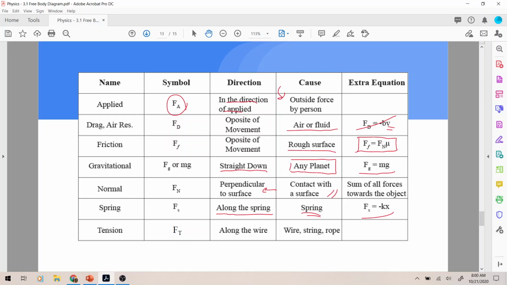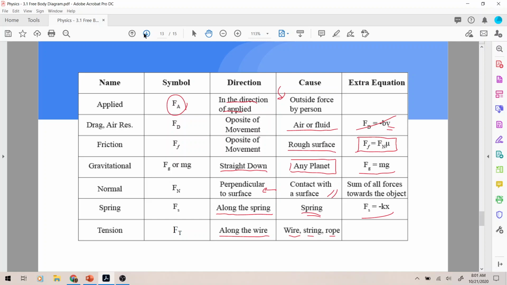And tension is going to be along the wire. And when do you say that there is a tension? If there's a wire, string, or a rope in a system, then we know that there is a tension in the system. So that's how we classify forces, and that's how we analyze their directions and how they look.